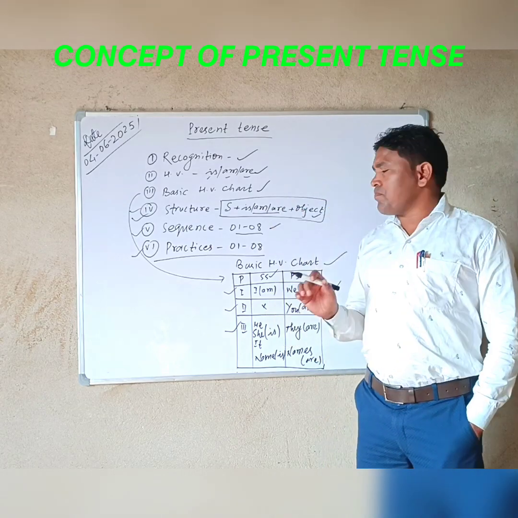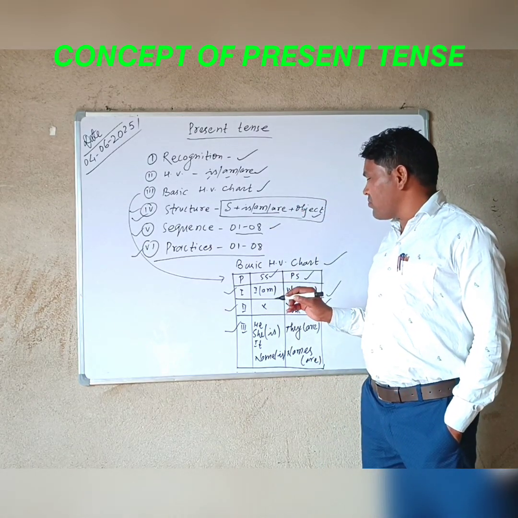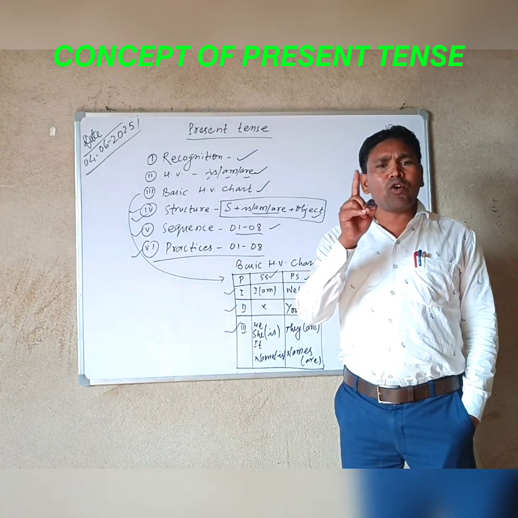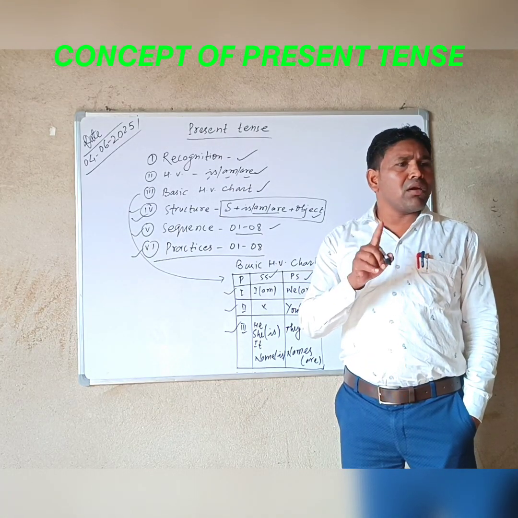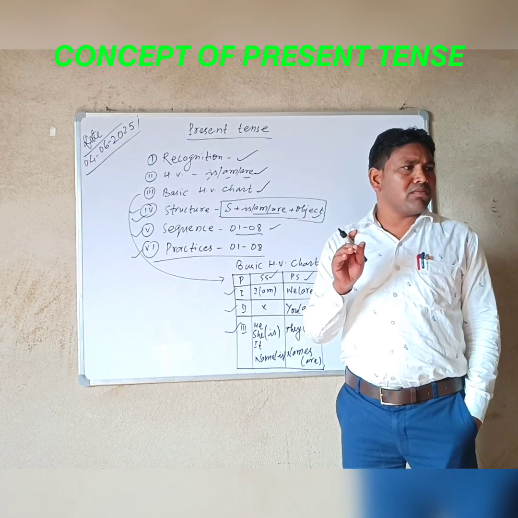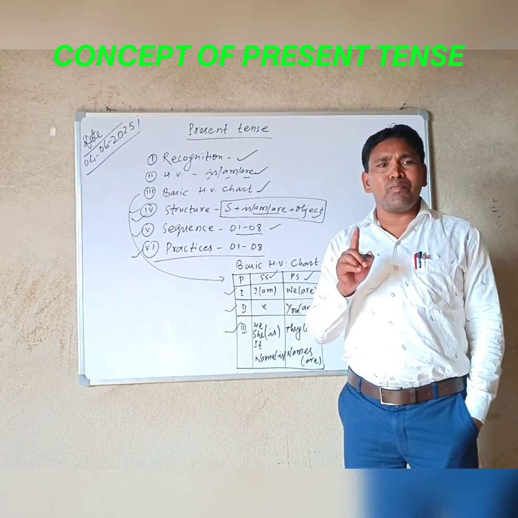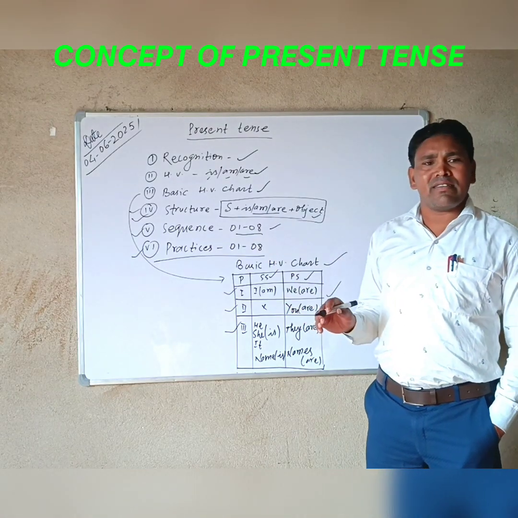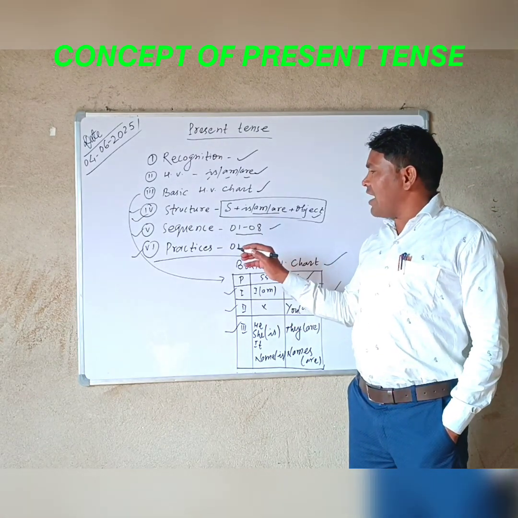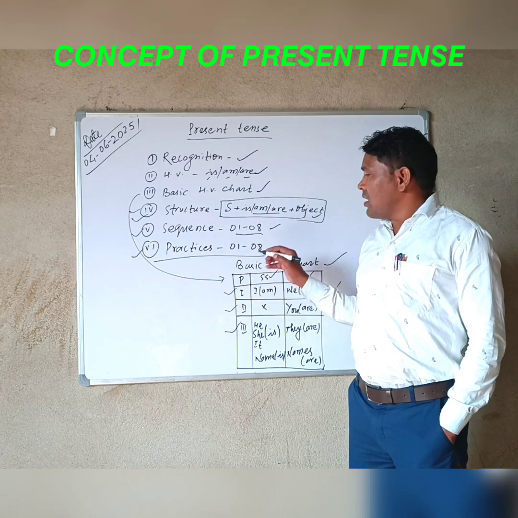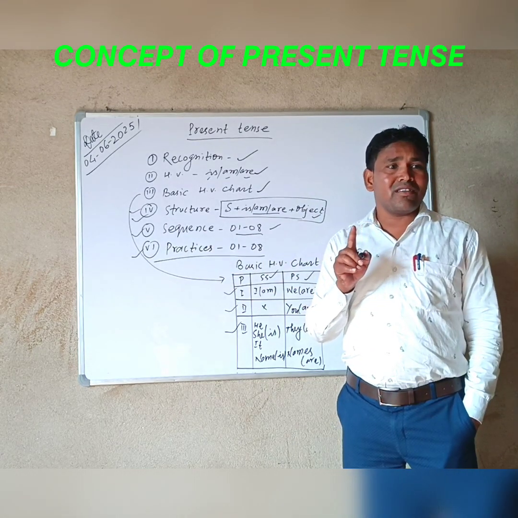If you are able to complete the sequence in 1 to 8 codes, then your practices may go smoothly. There may be no problem. It means you will be free from problems. So, sequence and practices. The last one, as you can see here, is practices. Practices is very, very important.